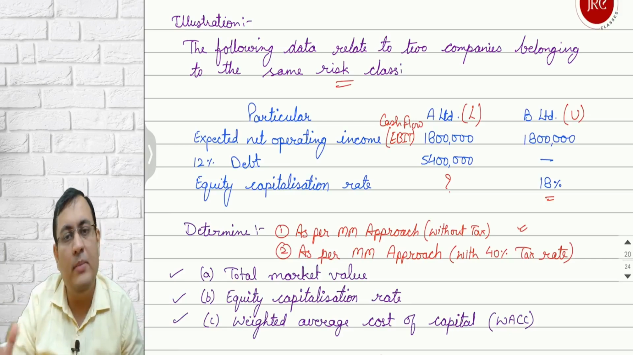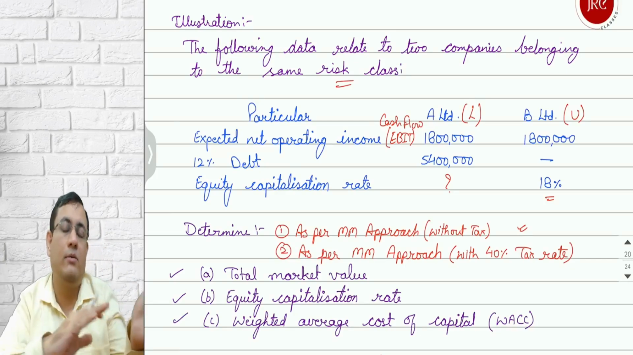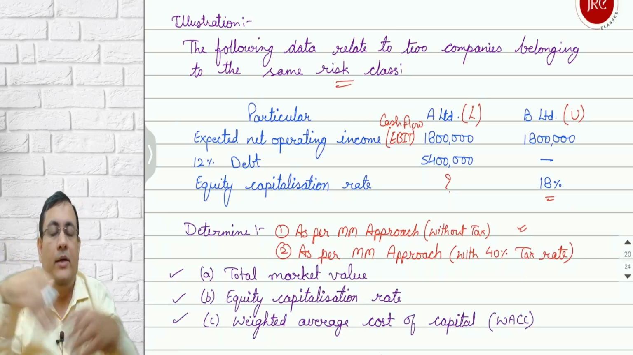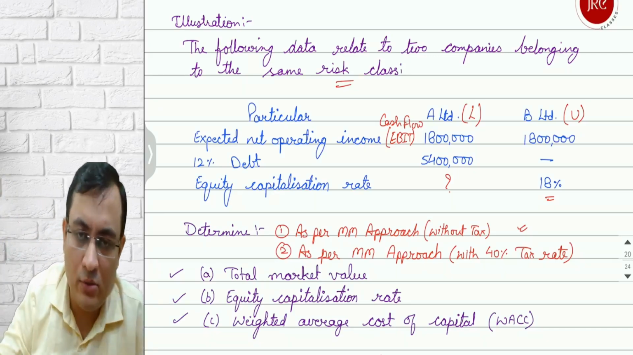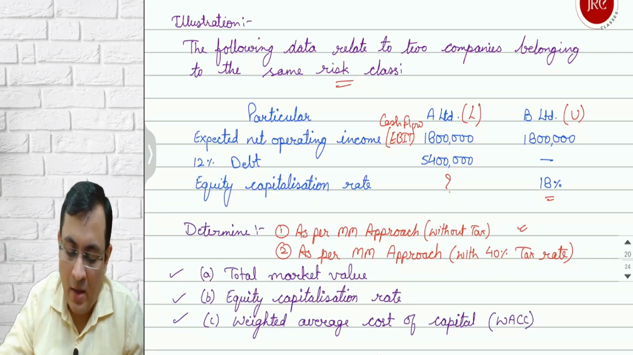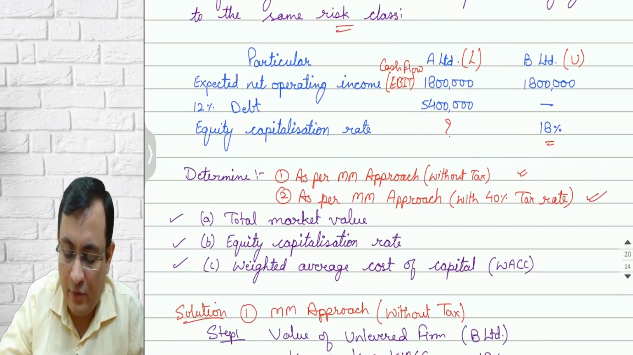Here I have given two companies. They may say that B Limited is the original company. There is no A Limited. Now they are moving to debt, introducing 12% debt of 54 lakh. What will be the impact? So same calculation will be used in that type of question also. Next, determine as per approach with 40% tax. We are going for 40% tax.